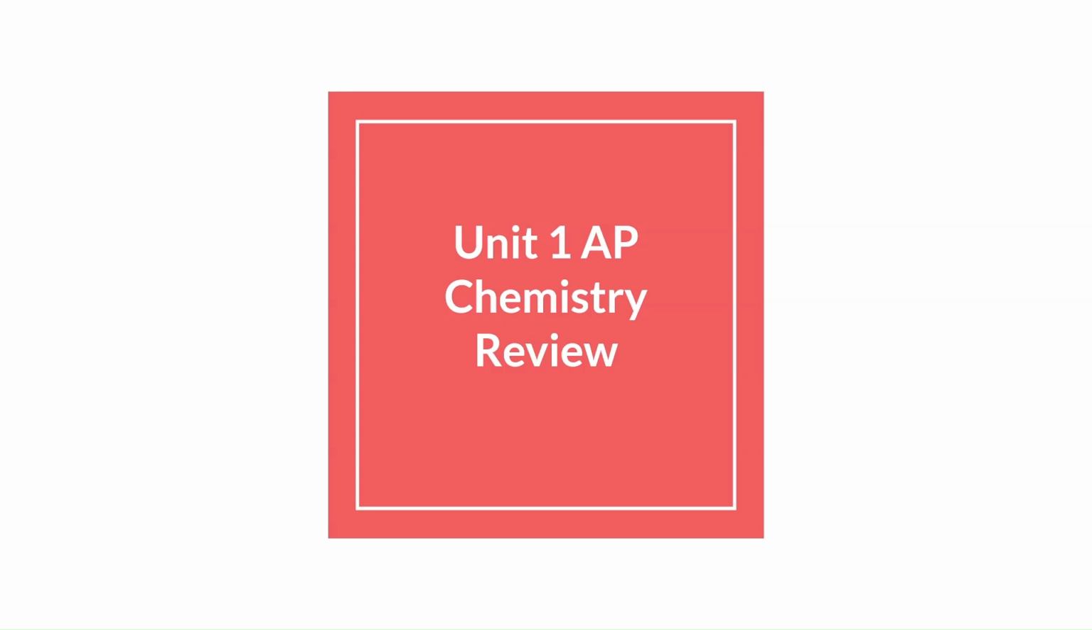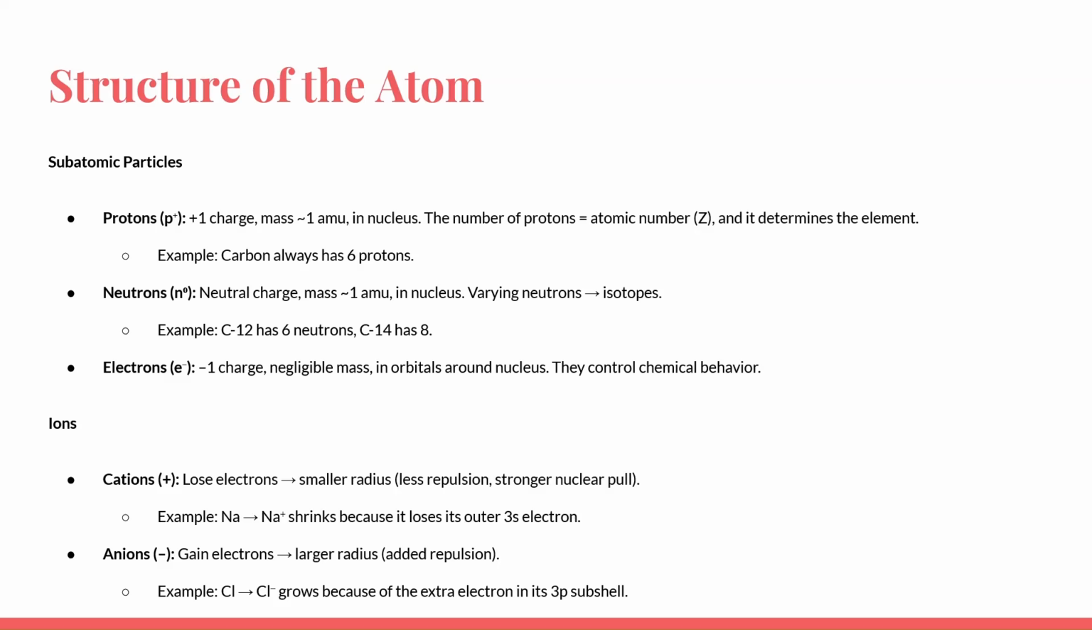Anyways, let's begin. So let's start with the structure of the atom. So the atom is made out of different subatomic particles. These particles being protons, P+, that's the symbol. It has a +1 charge. The mass is around 1 AMU, and it's located inside of the nucleus. The number of protons equals the atomic number Z, and it determines the element. Example, carbon always has 6 protons. If you look at the table, you'll see what I mean. It's number 6, it has 6 protons.